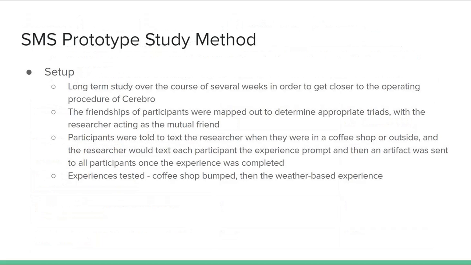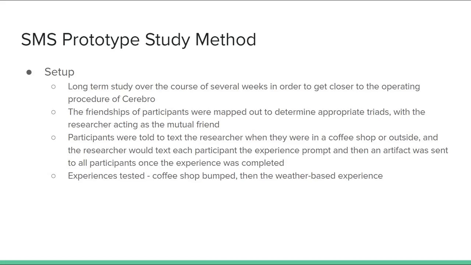The second study we conducted was the SMS prototype-based study. This study was a more long-term one over the course of several weeks in order to get closer to the operating procedure of Cerebro. The friendships of participants were mapped out to determine appropriate triads, with the researcher acting as the mutual friend. The participants were told to text the researcher when they were in a coffee shop or outside, and the researcher would text each participant the experience prompt through a third-party number, and then an artifact was sent to all participants once the experience was completed.